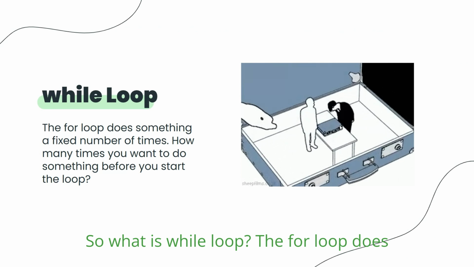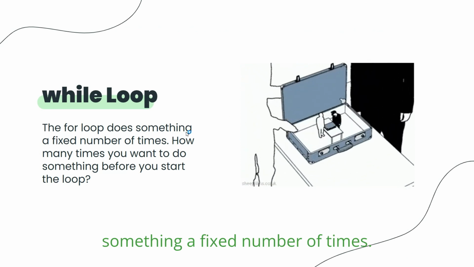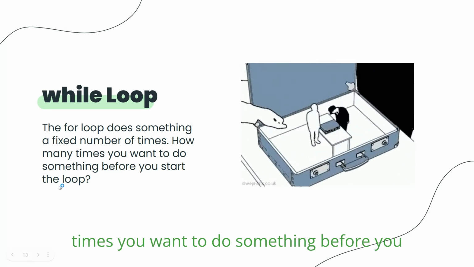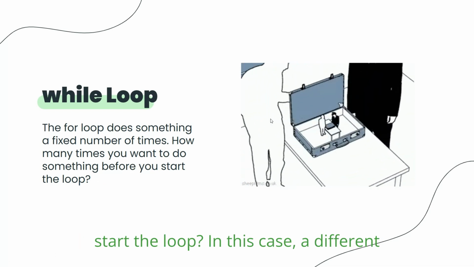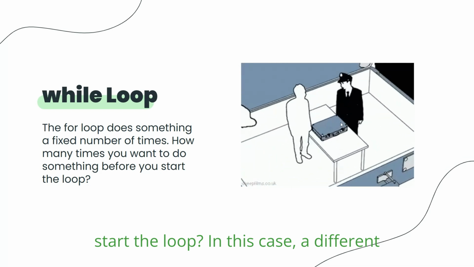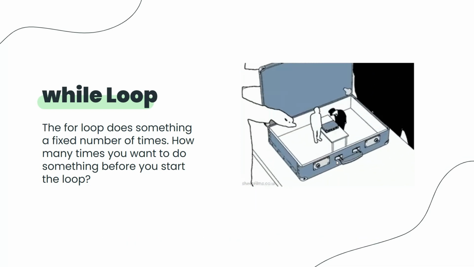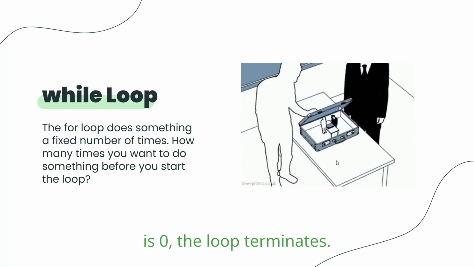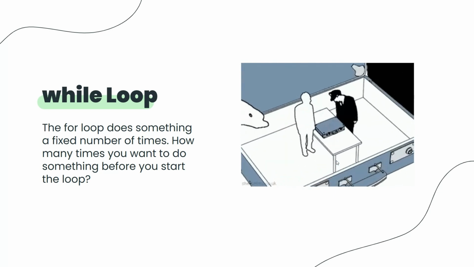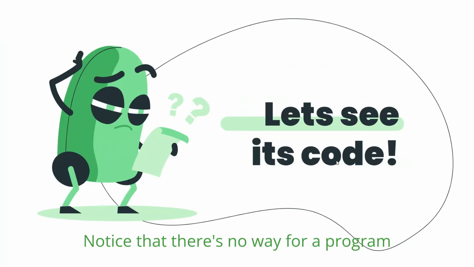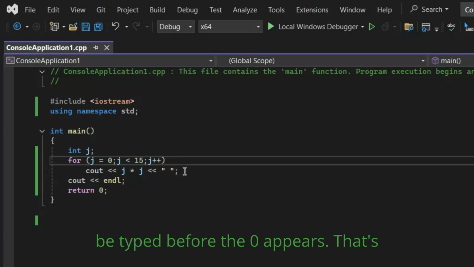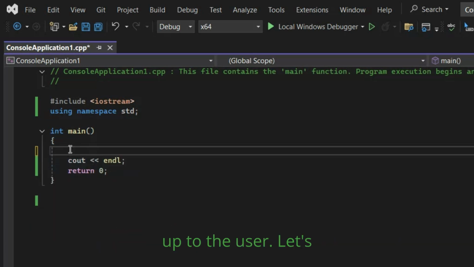So what is a while loop? The for loop does something a fixed number of times. What happens if you do not know how many times you want to do something before you start the loop? In this case, a different kind of loop may be used, which is called a while loop. When the number entered is 0, the loop terminates. Notice that there is no way for a program to know in advance how many numbers will be typed before the 0 appears. That's up to the user. Let's see its code.